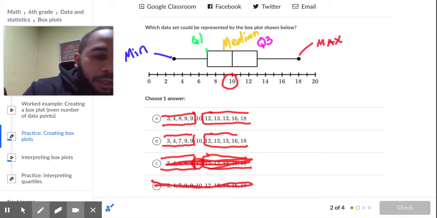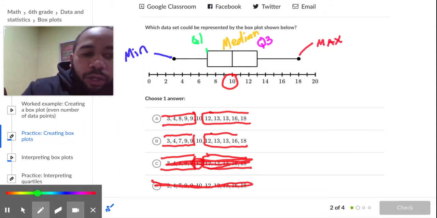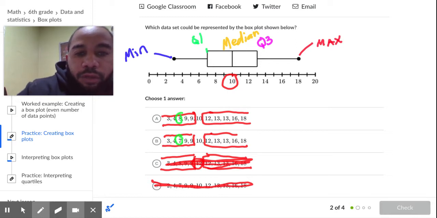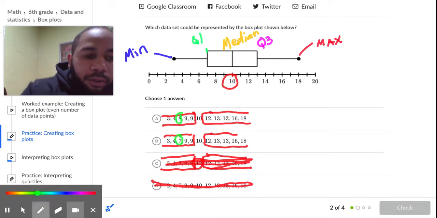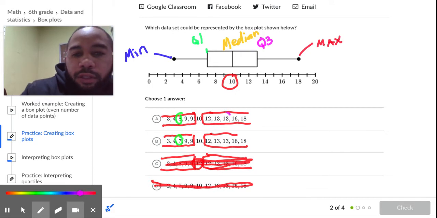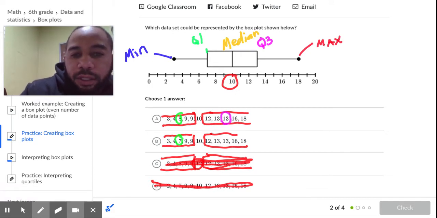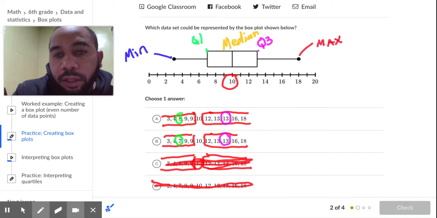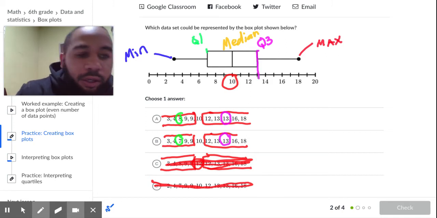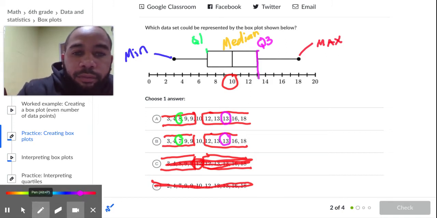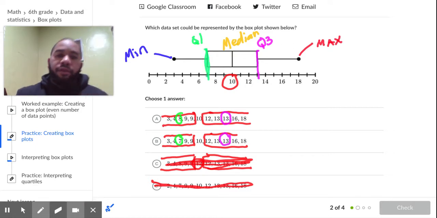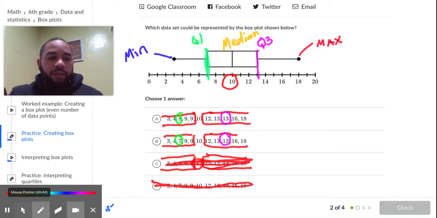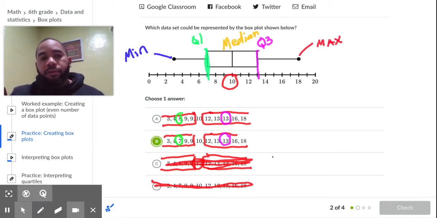Okay. Now we look at that Q1. This one has a Q1 of 7. This one has a Q1 of 8. This one has a Q3 of 13. This one has a Q3 of 13. Q3 is indeed 13. But Q1 is 7. So we got our answer. It's going to be B.